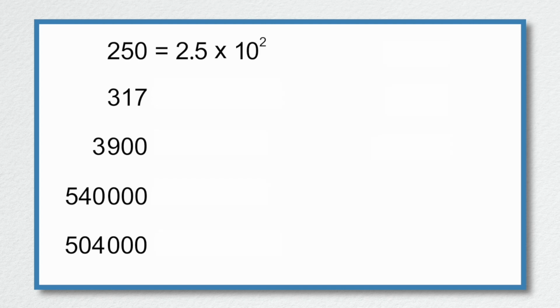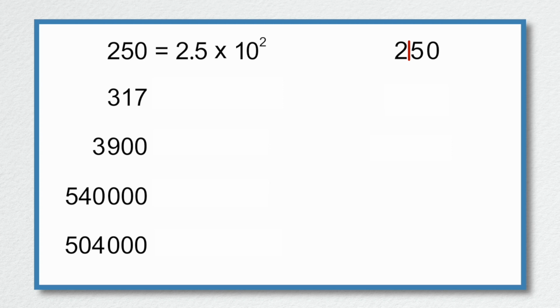The first one, 250, has already been done. It's already in standard form. But let's look at this. 250 is equal to 2.5 multiplied by 10 to the power of 2. So let's write down 250. This 250 is going to be written as 2.5. Remember that this number is between 1 and 10. We're going to end up with a decimal point between the 2 and the 5. Well, think of this as our cutoff point.